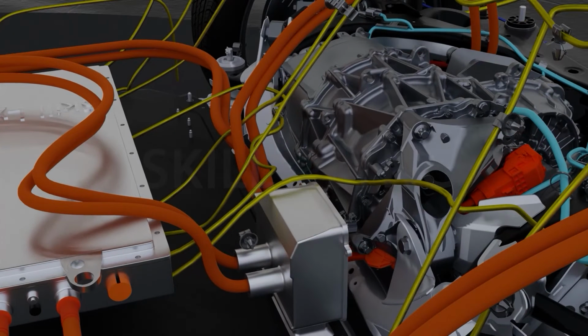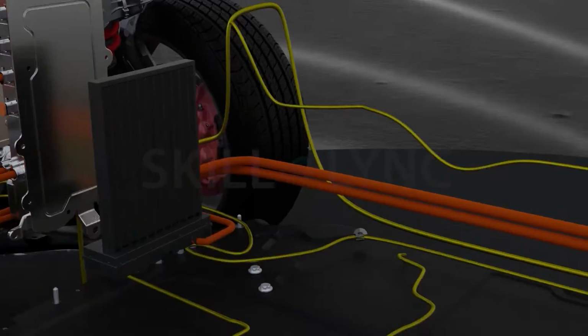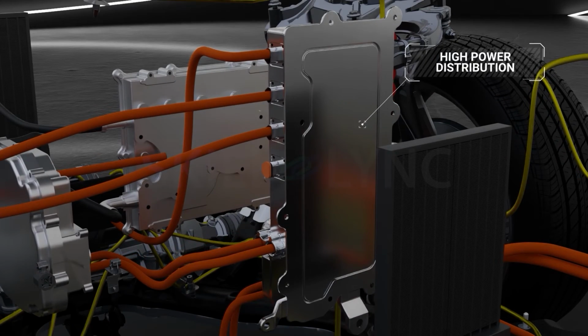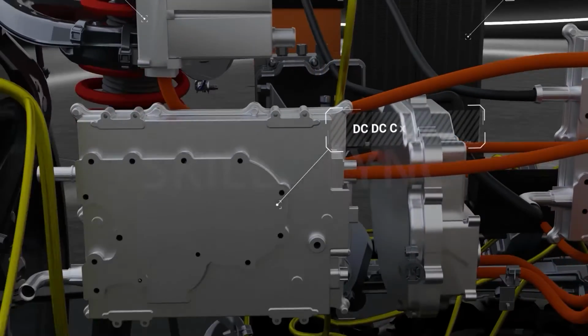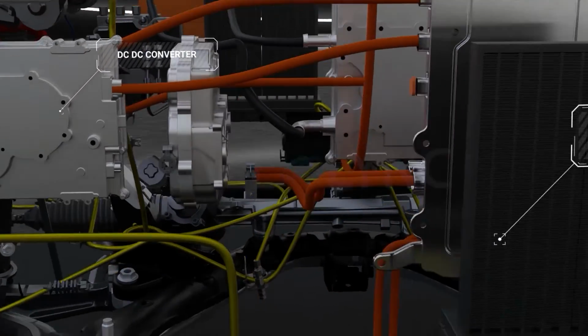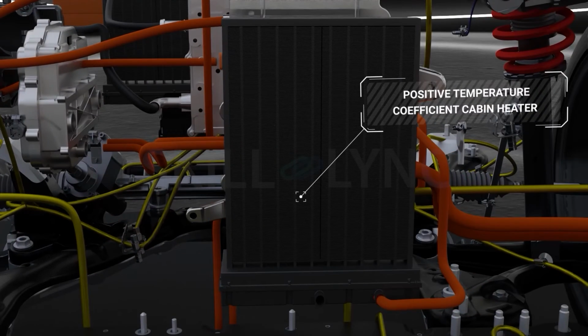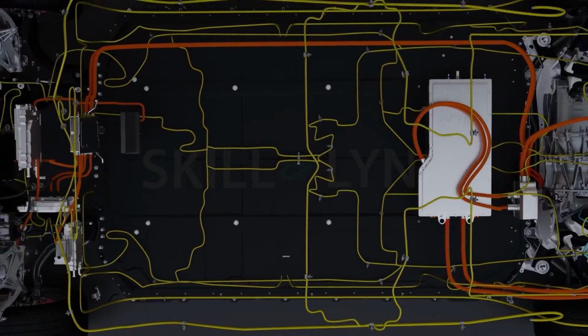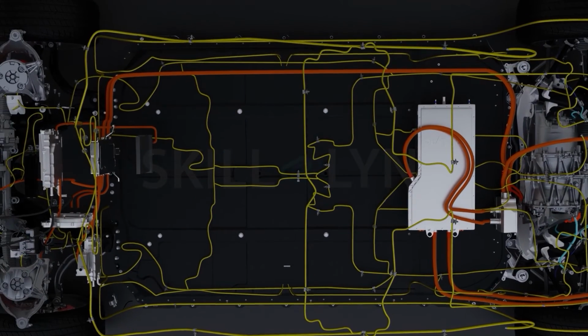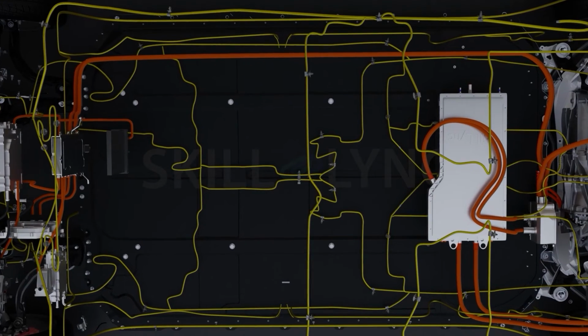As the motor is responsible for acceleration and deceleration, the motor supply route is connected to the transmission. The high power distribution module is connected to the air compressor, battery heater unit, DC-DC converter, and the positive temperature coefficient cabin heater. While the high voltage system connects these components, a cell or module from the high voltage battery pack powers the components of the low voltage system.